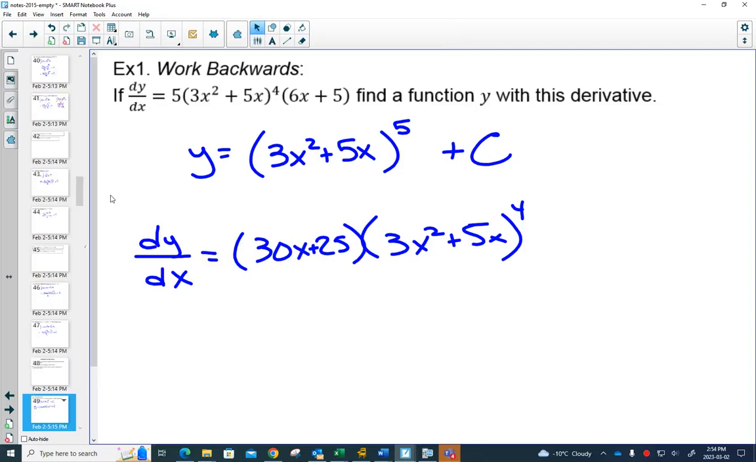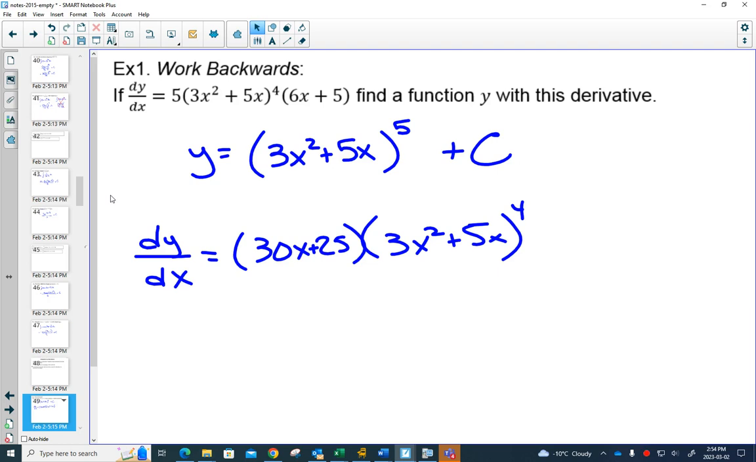And the key will be, can you recognize an inside function? Oh, I have a 3x squared plus 5x inside of the power of 4. What would the derivative of that inside function be? Well, exactly, it would be 6x plus 5, but more informally, it's a line. Because it's a line, and this is a line, there might be a chance that we could integrate. But it's not as easy as it was originally when it was broken up nicely. And that's what's going to make working backwards with integration sometimes harder.